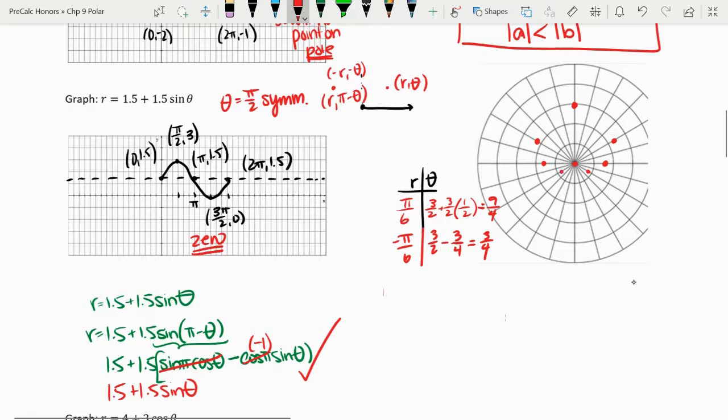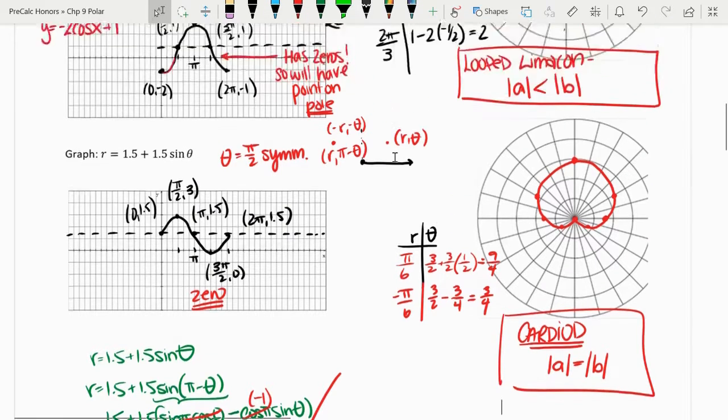So this graph actually has a shape that looks like a heart. And that's where the name for this graph came from, and it is called a cardioid. This happens for limacons when A is equal to B.